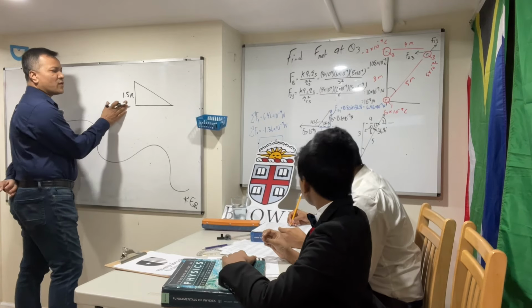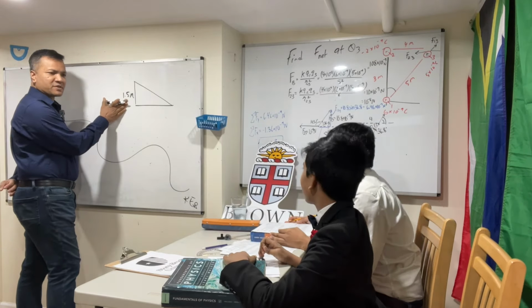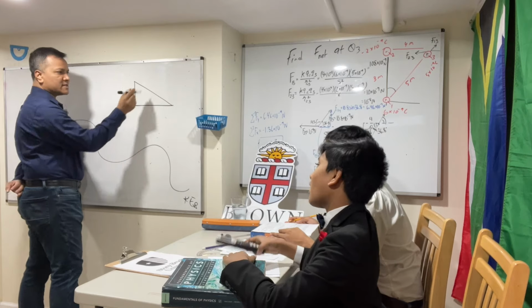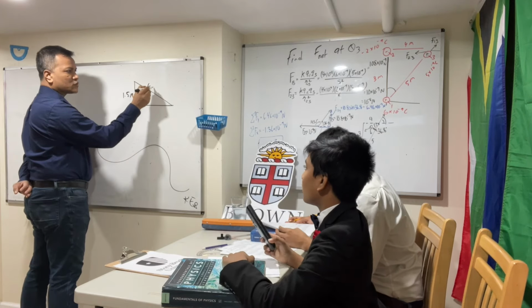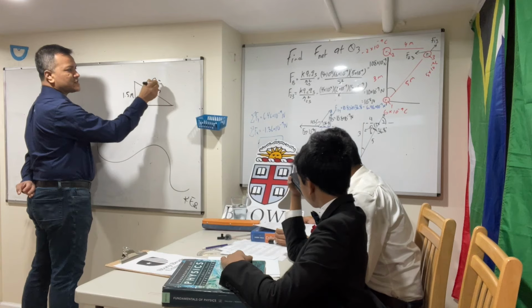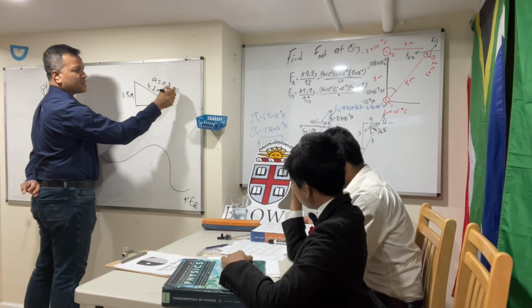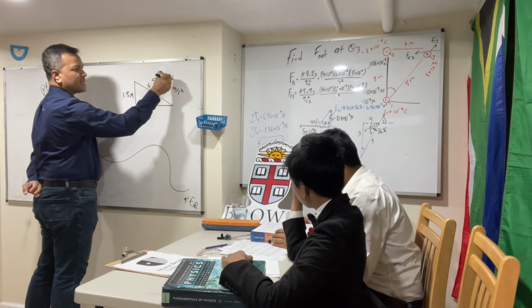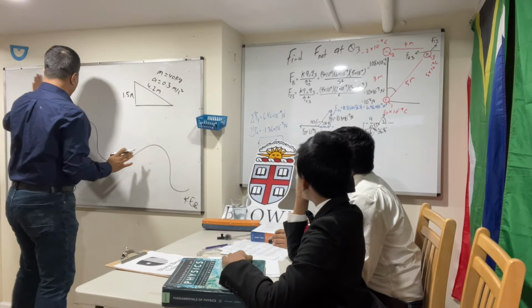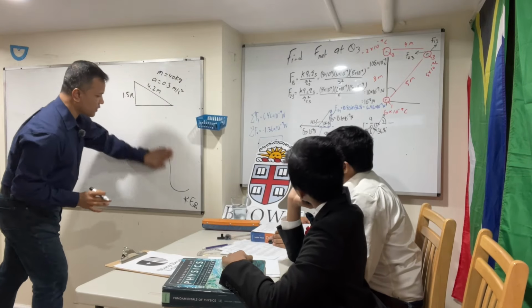That's right. 1.5 meter, right? 1.5 meter. Is that right? This is 4.2 meter. And acceleration is 0.3 meter per second square. And mass is 40 kilogram. Now, both of you are going to do it.